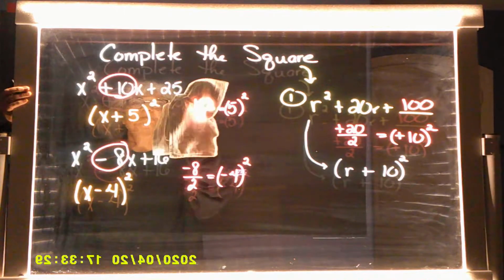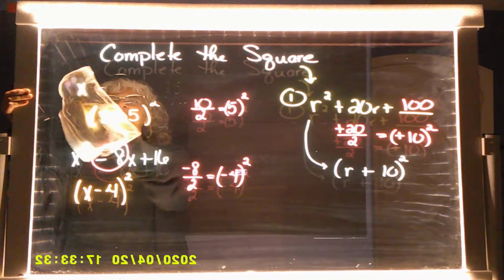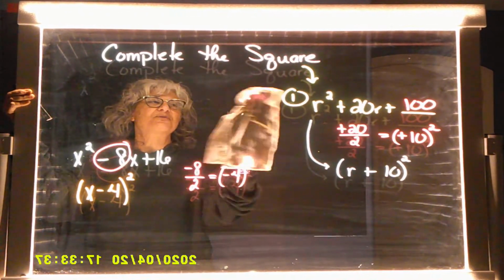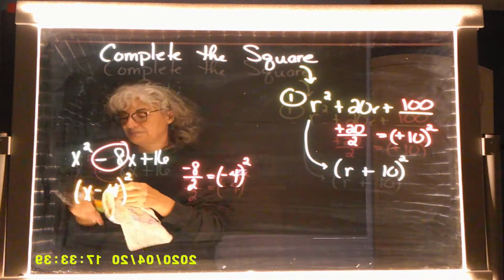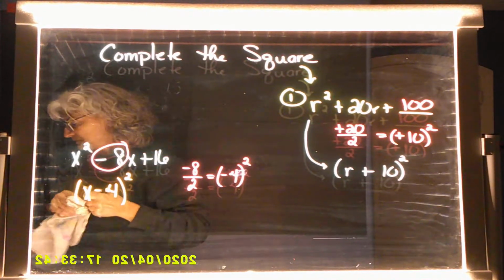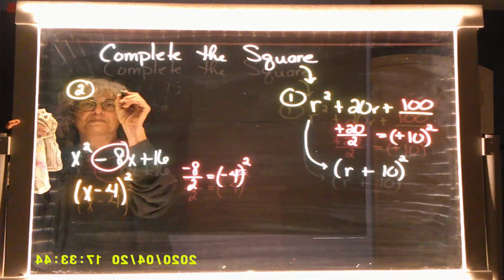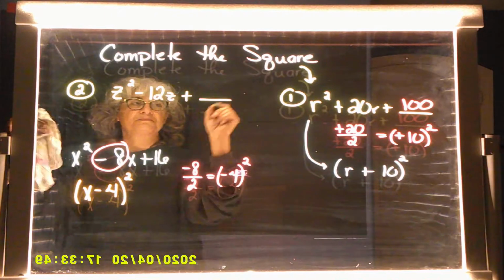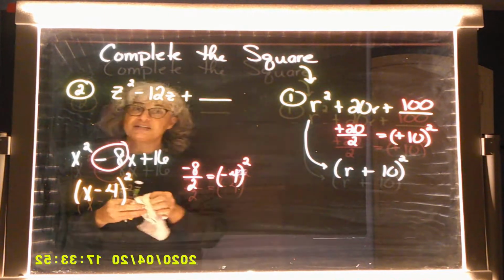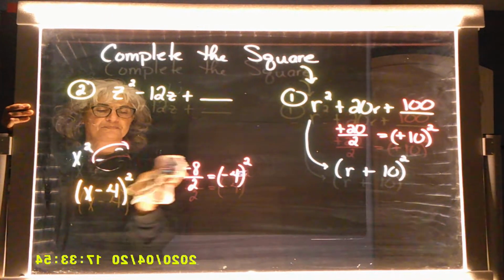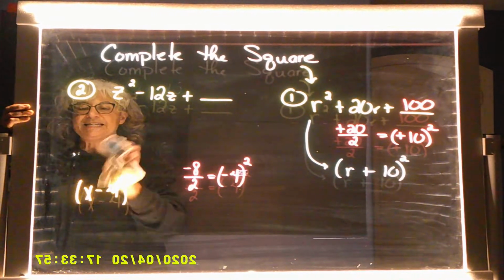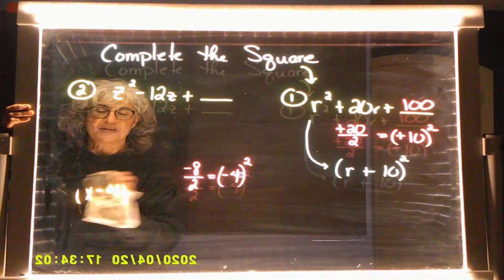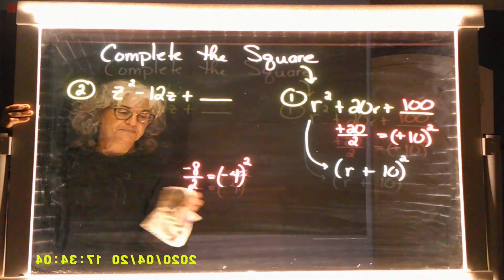Let me get myself a little bit of board space, and let me put another one up for you. Let's see if you can get this one. Okay, I need to fill in that blank. What do you think? I need it to be a perfect trinomial, so when I factor it, I get something times itself.